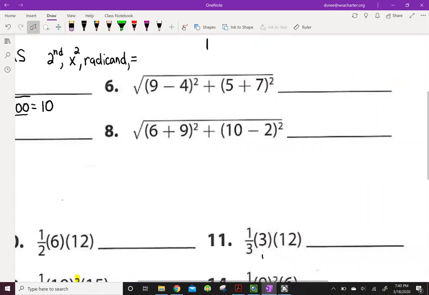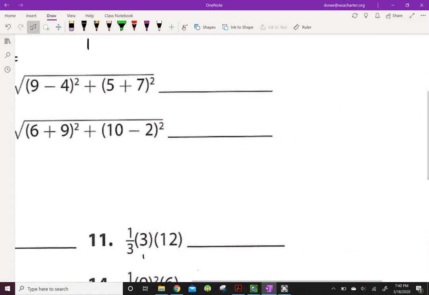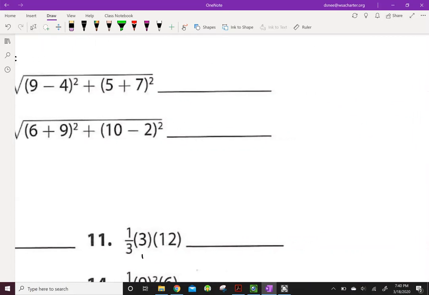Okay, we're going to go over to number 6, and we're going to do the same thing again. We're going to follow our order of operations rules, and we're going to do 9 minus 4 to start, and that's 5. And I know 5 squared is 25. So I just skipped a step there. Right, and then I'm adding. 5 plus 7 is 12, and 12 squared, or 12 times 12, is 144. And then I'm still finding the square root of that value. So what I'm looking for is the square root of 25 plus 144, which is 169.